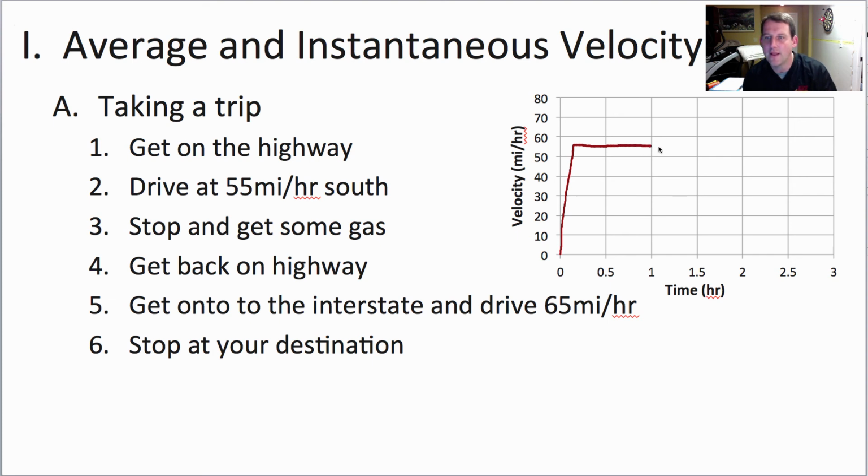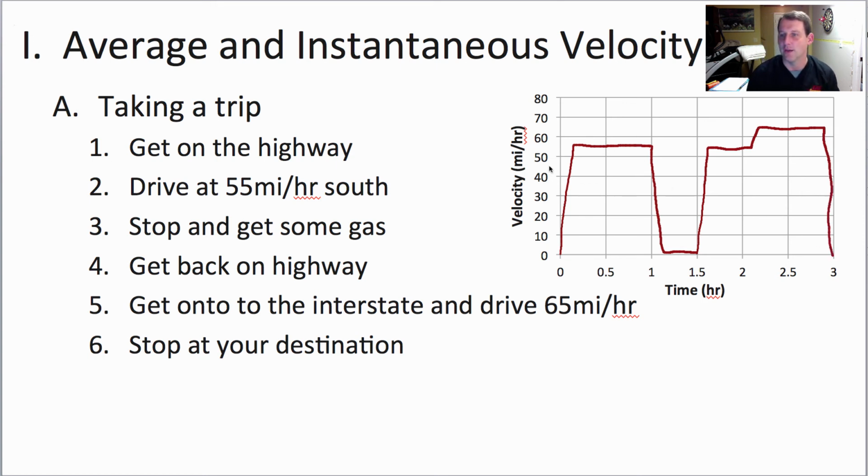Then we notice, oh, we're running out of gas. So we stop at a gas station. So our velocity goes from 55 down to 0. We're at the gas station for a little while. And then we speed back up to get on the highway, 55 miles an hour again. And then we get on the interstate, speed up to 65. We go to our destination, and then we slow back down to 0.